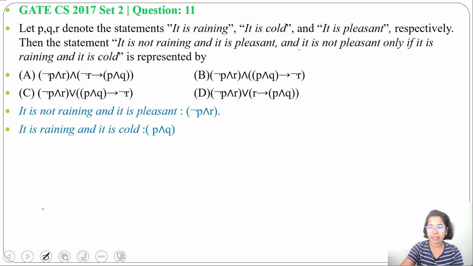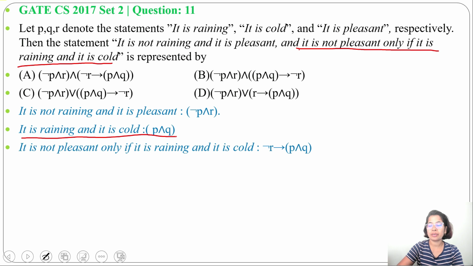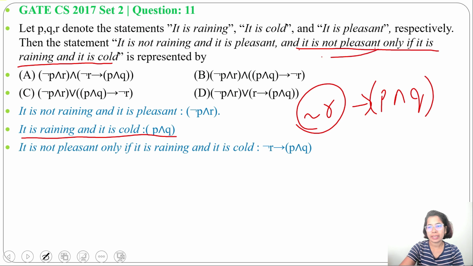So next I will do this part: it is not pleasant only if it is raining and it is cold. It is raining and it is cold is P and Q. So for "only if" there will be an implication. It is not pleasant is negation R. So negation R implies P and Q. So it is not pleasant only if it is raining and cold, that's why negation R implies P and Q.